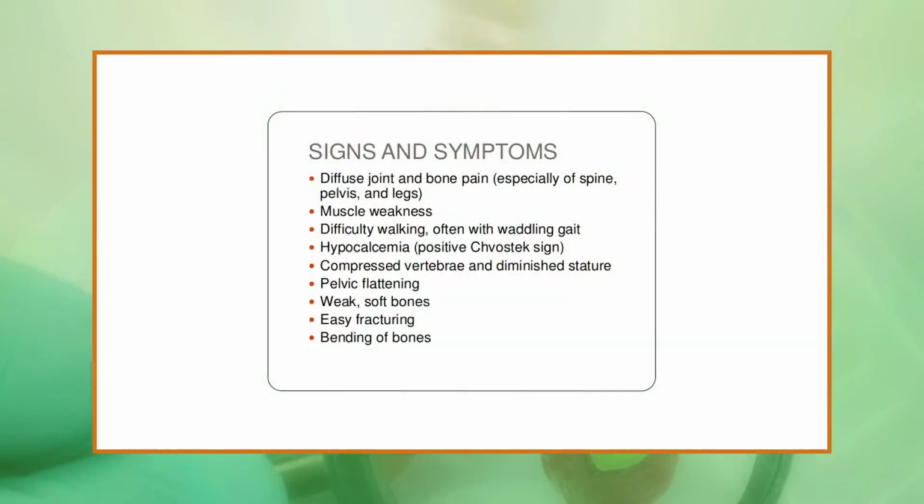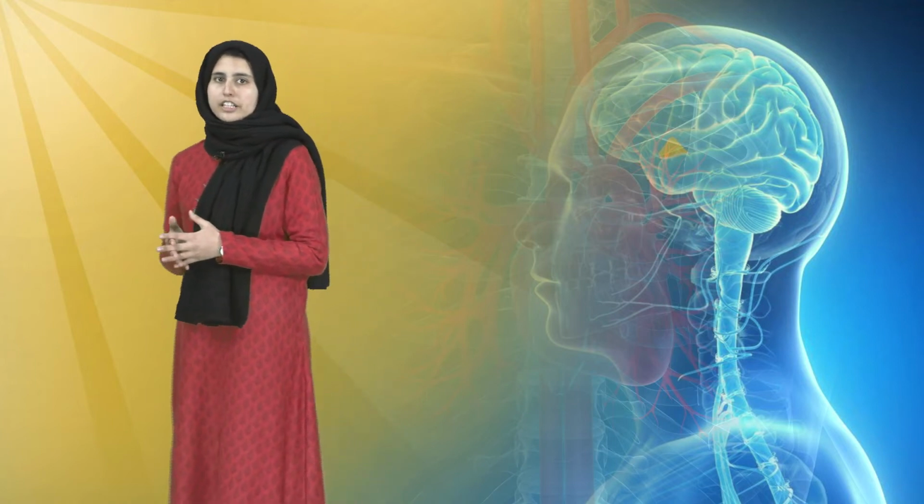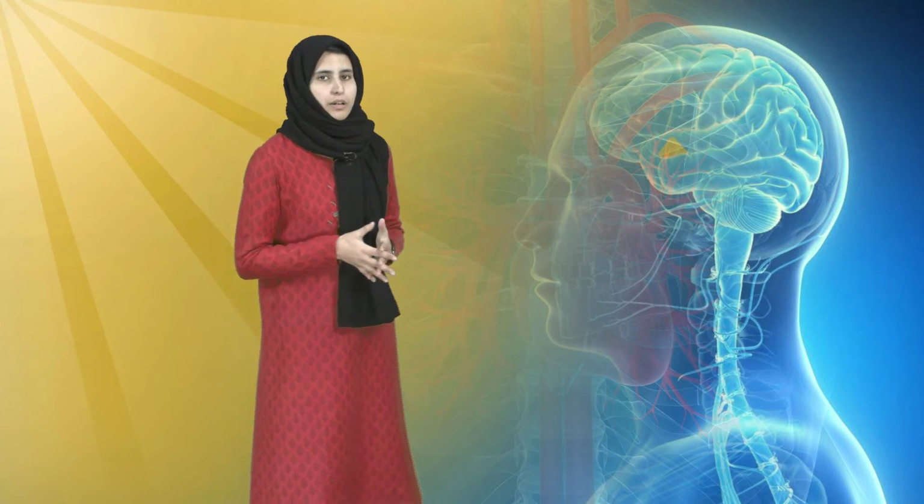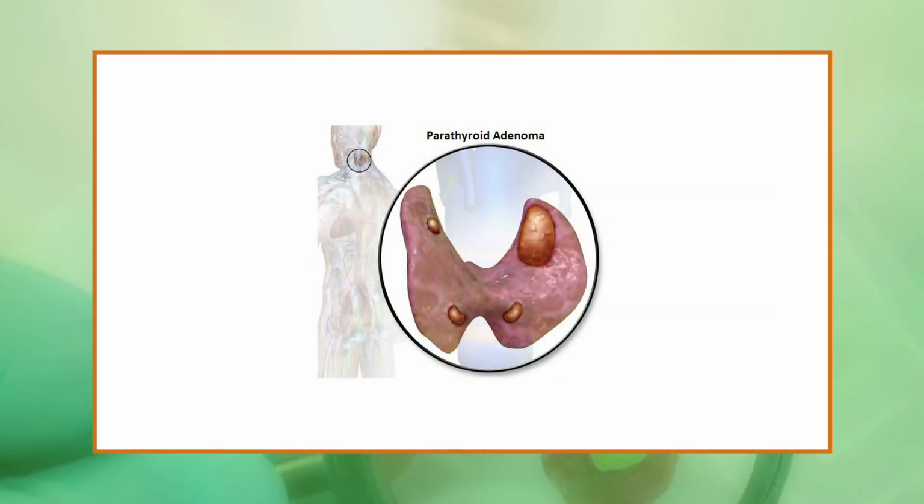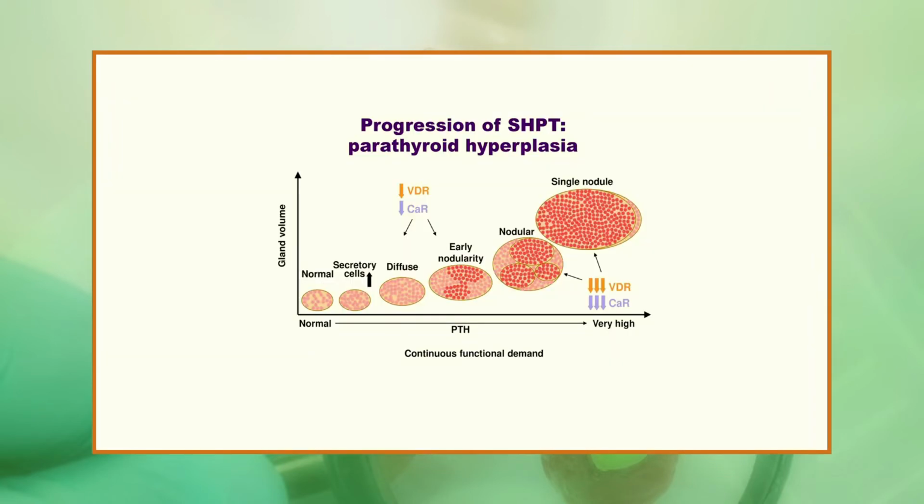Prolonged hyperparathyroidism causes bone demineralization and softening, called osteomalacia in adults and rickets in children. The symptoms and signs of this disease are depicted in the figure. Primary hyperparathyroidism is a relatively common endocrine disorder affecting about 1 in 1,000 people, and it's especially common in postmenopausal women. Its main causes are parathyroid gland adenoma and diffuse parathyroid gland hyperplasia.